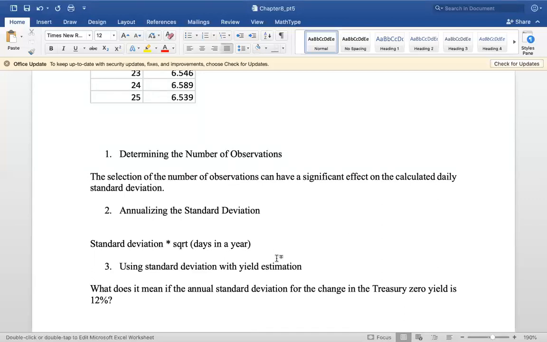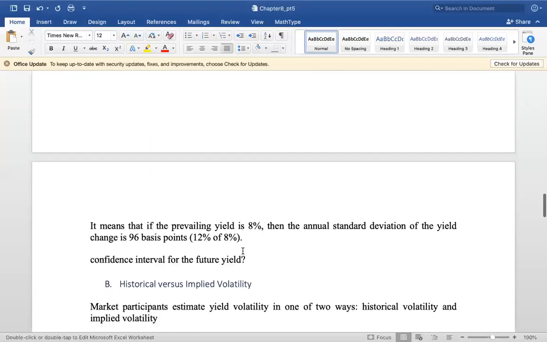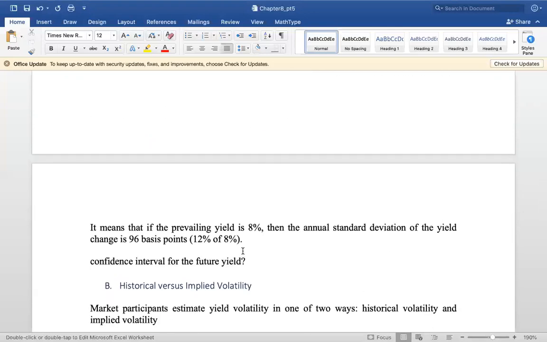So what does it mean if the annual standard deviation for the change in treasury zero yield is 12%, right? It means that if the prevailing yield is 8%, then the annual standard deviation of the yield change is 96 basis points, 12% of 8%.